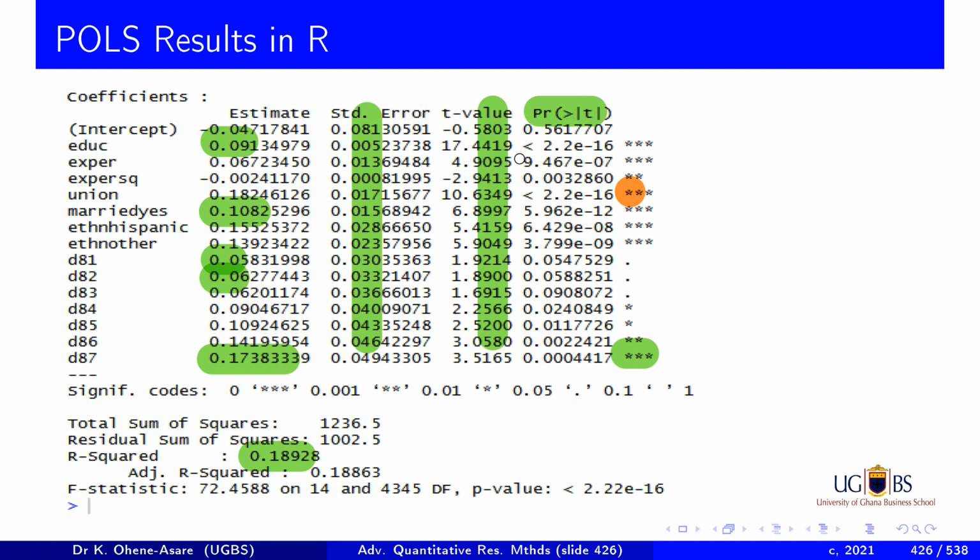Okay. So Adjo, let me ask you, if you look at the adjusted R square, it is slightly smaller. The R square is 18.9, the adjusted is 18.8. Roughly. Why is the adjusted usually smaller than the R square?